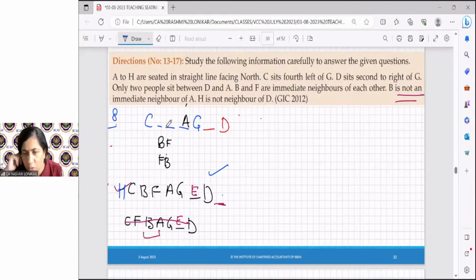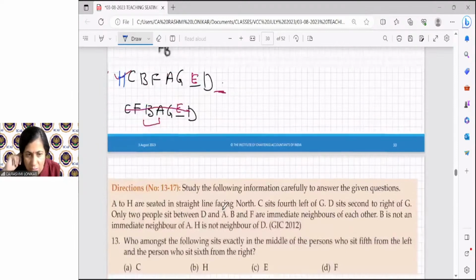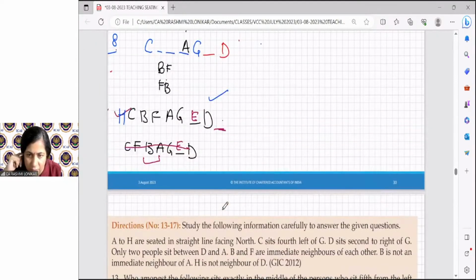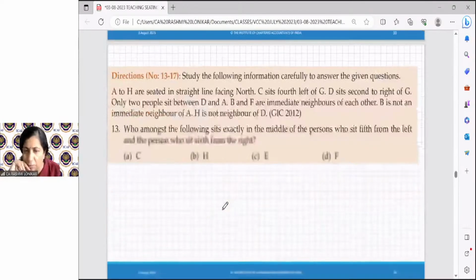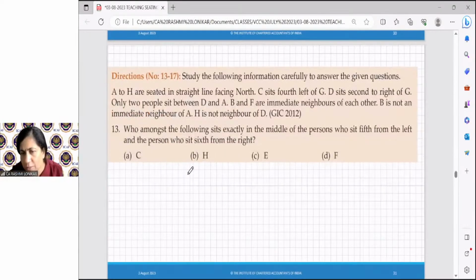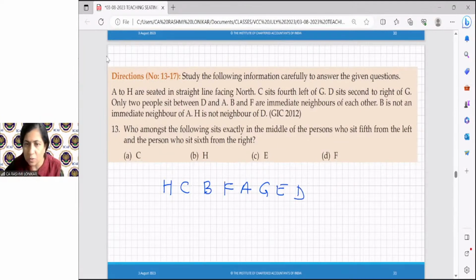Once I have formed this arrangement, I can write it down. H, C, B, F, A, G, E, D. Now I have to just answer the 4 questions. Now I have H, C, B, F, A, G, E, D.